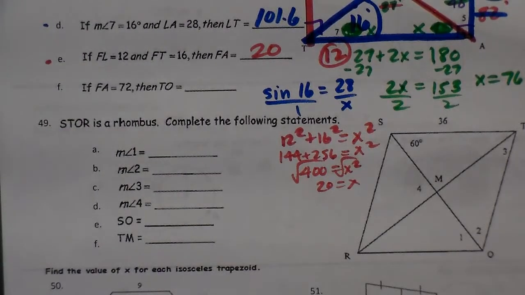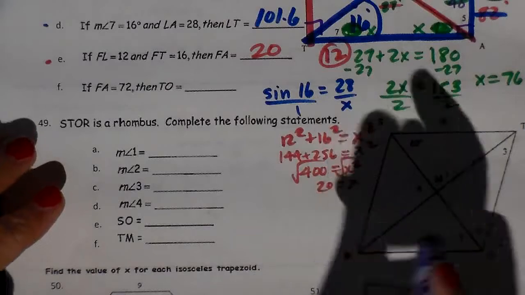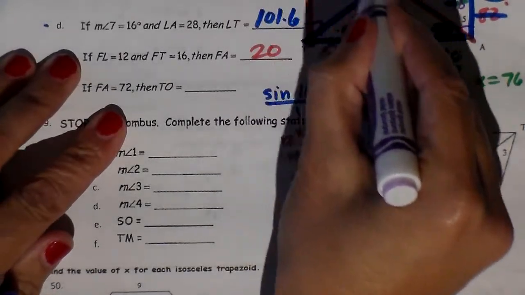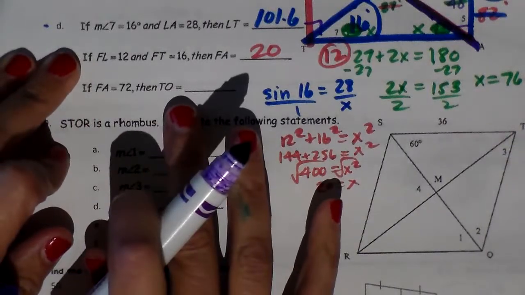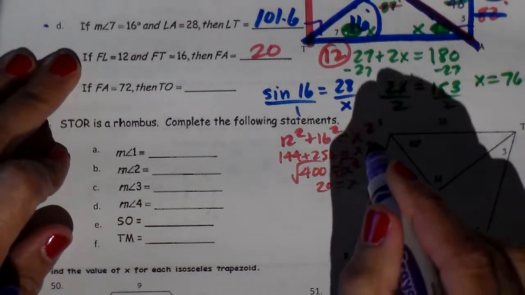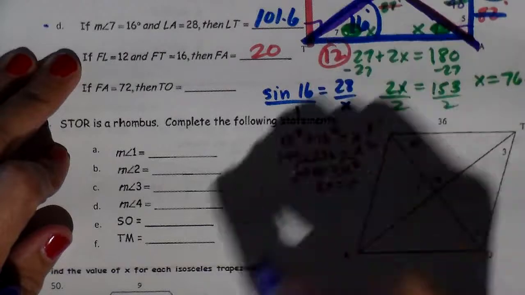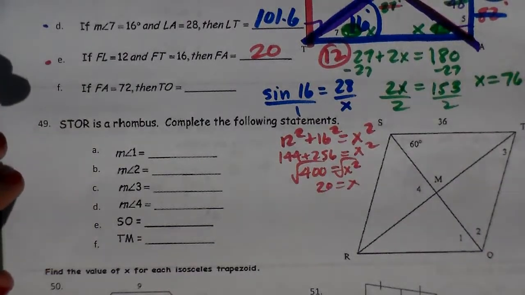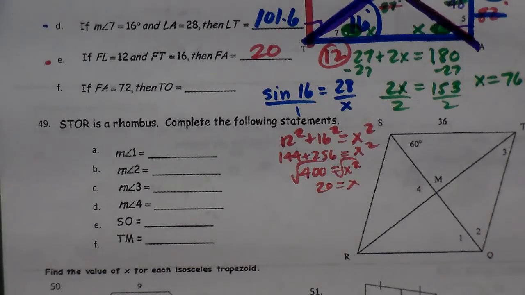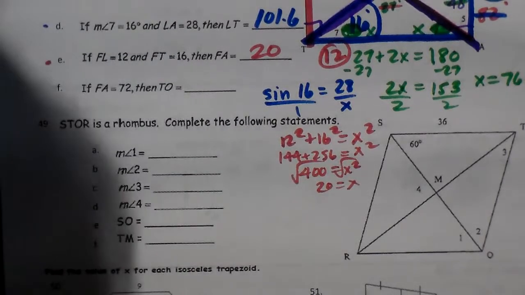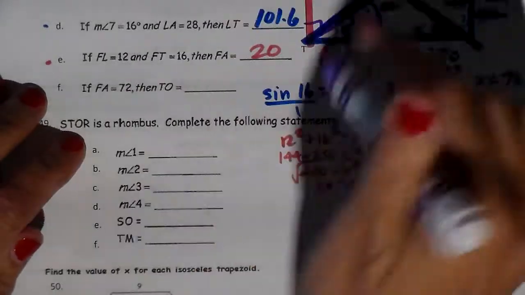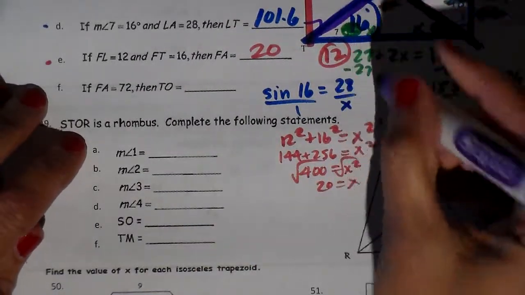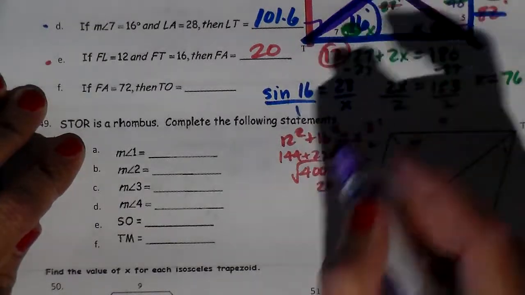Okay, we're kind of running out of time here. FA is 20, so now let's make sure, we're going to say that's 20. Then what's TO? And TO is this one. Well, what do you know about the diagonals in a rectangle? What do the diagonals of a parallelogram do to each other? They bisect, right? Okay.